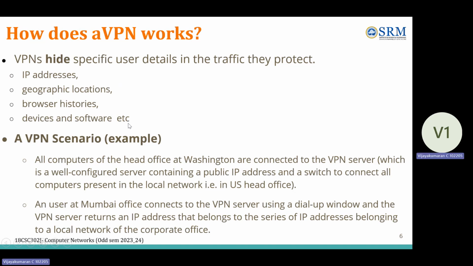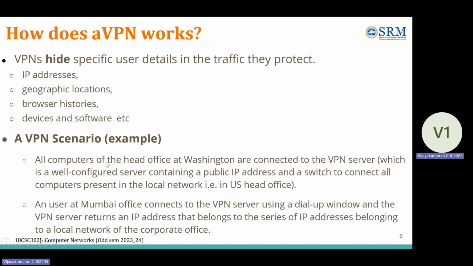So let us consider an example scenario to explain the VPN in detail. Suppose the headquarters of your office is located in Washington DC. All computers of your head office are connected to the VPN server. The server is a well-configured server containing the public IP address, and a router or switch to connect all computers in the local area network. That is your head office.